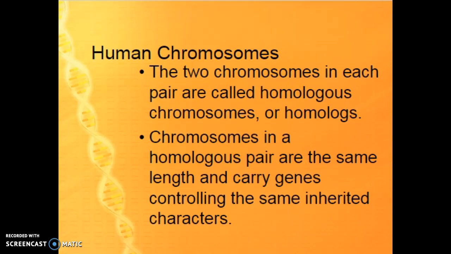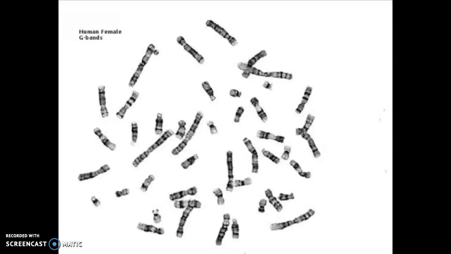The two chromosomes in each pair are called homologous chromosomes, or homologs. Chromosomes in a homologous pair are the same and carry genes controlling the same inherited characteristics. They're the same length and carry not exactly the same genes. One came from mom, one came from dad, but they're very similar.